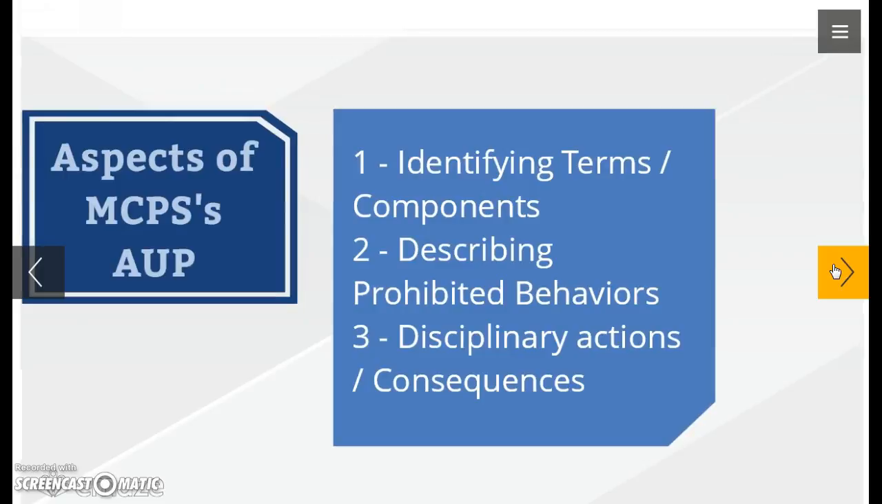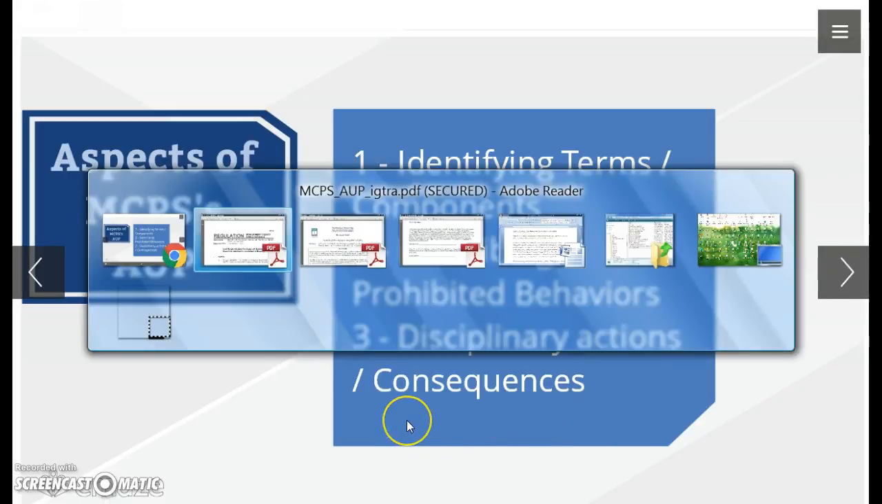For Montgomery County Public Schools, where I teach, their acceptable use policy is a rather lengthy document, but can be broken down into three specific areas or three specific topics. The first that they discuss are the different terms and components that one can see in the AUP. Secondly, they'll describe the prohibited behaviors that users are discouraged from taking part in. And then three, define the disciplinary actions and consequences that can occur because of infractions that take place.